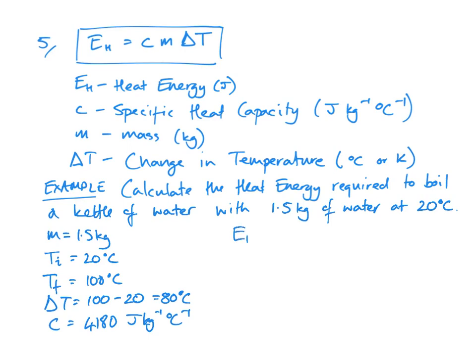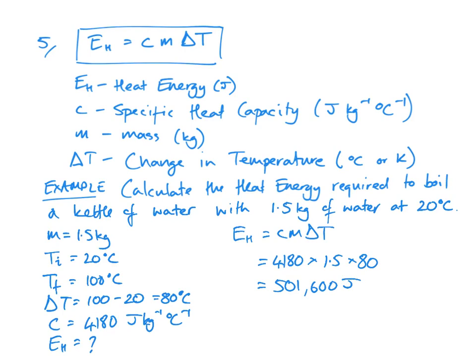So now we can do our formula. Should have listed, of course, what we are being asked. The equation that links all these together then is EH equals C m delta T. So it's 4,180 times 1.5 times 80. Stick that in the calculator. It's 501,600 joules.